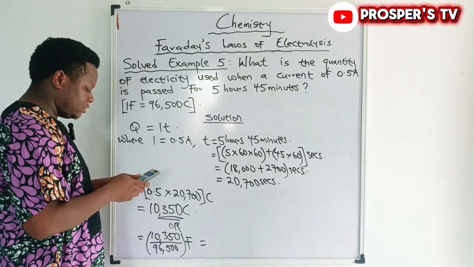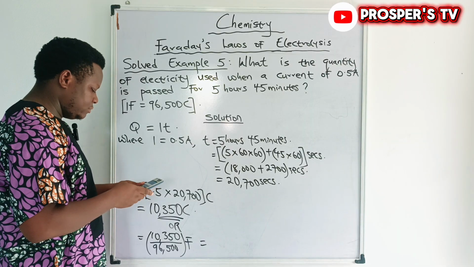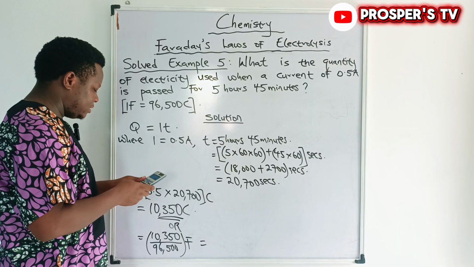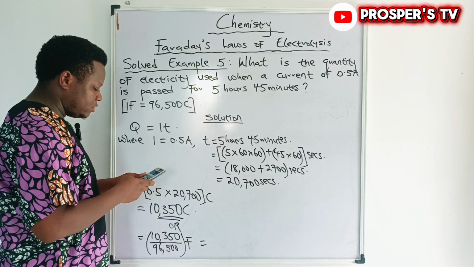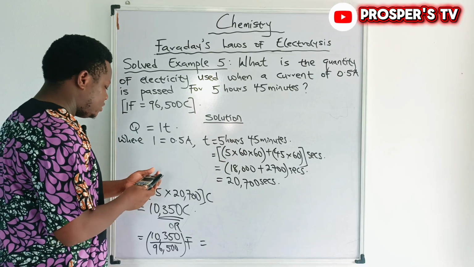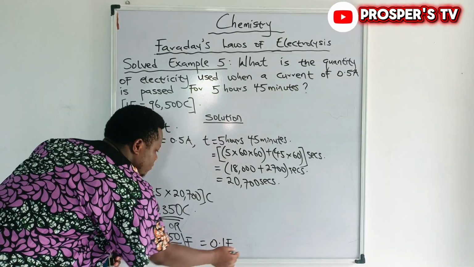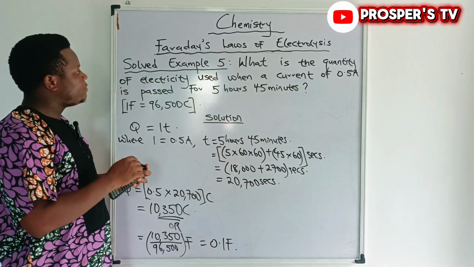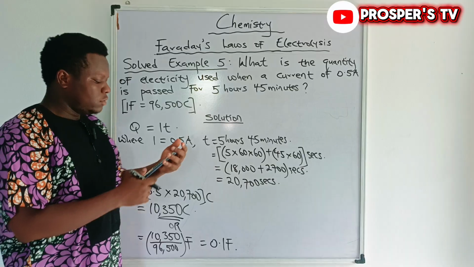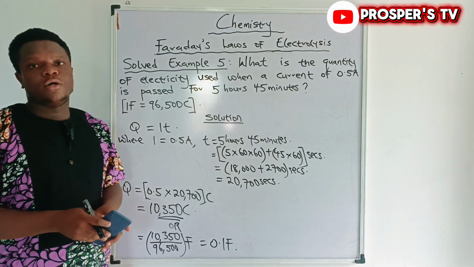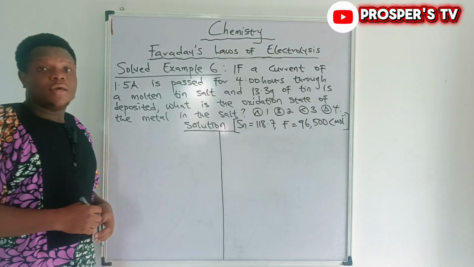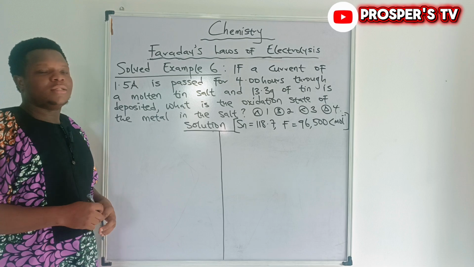That's 10,350 divided by 96,500. So that gives us 0.1 farads. So that brings us to the end of this particular question. We still look at 2 more questions and we'll call it a day. Okay. Now let's look at the 6th example.